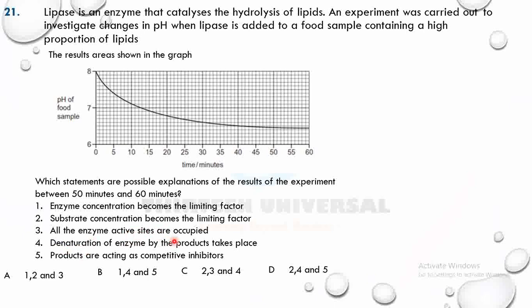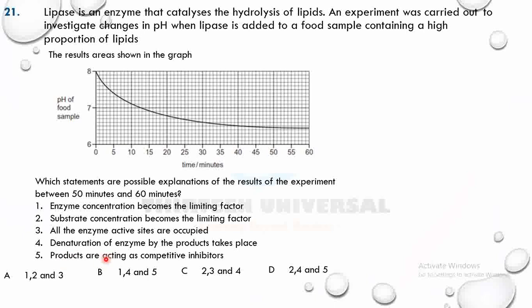4 says denaturation of enzyme by the product. Yes, it's possible that the enzyme is being denatured, because the reaction started at pH 8, and the pH has changed from 8 to around 6.6 or thereabout. So it has moved from alkaline pH to acidic pH, which means that fatty acid has been produced. Fatty acid is causing a decrease in the pH, and that could cause the enzyme to denature, because the enzyme started at 8, so a change in pH could break hydrogen bonds and ionic bonds. So 4 is correct.